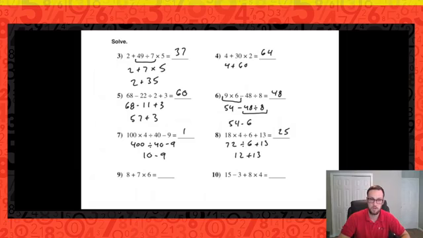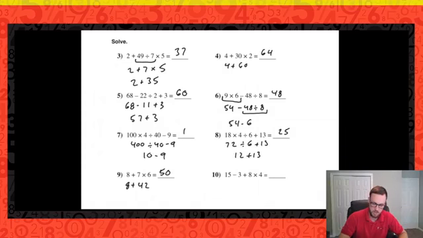All right, number 9. First part we're going to do is our multiplication. 7 times 6. 7 times 6 is, yep, very good, 42. Now I have 8 plus 42. Which is 50. Nice job. All right.